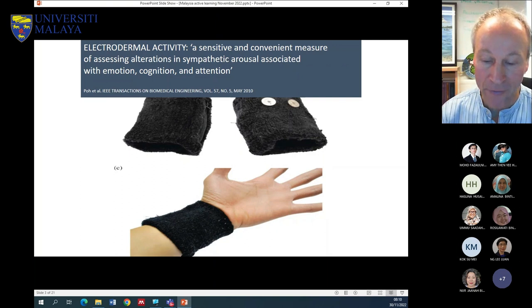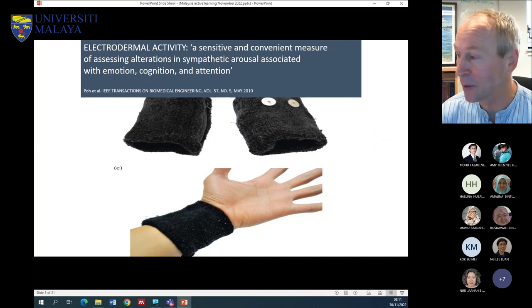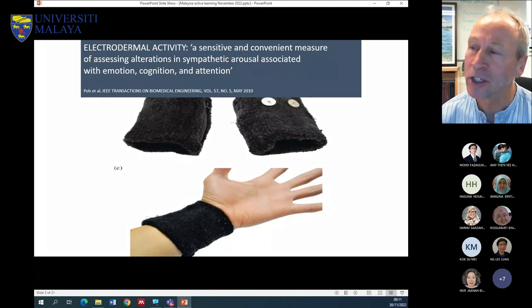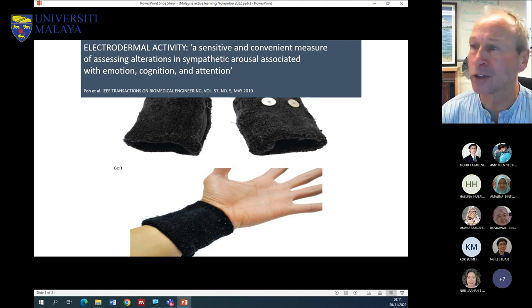Effectively, if you sweat a little bit more, then electrical activity increases in your skin. That's the basis for things like lie detectors. And here's some interesting research drawn from an engineering journal. The focus of this research was to develop these really small sensors. As you can see, they go on a wristband, and people can wear them without interfering with their daily tasks. And they detect very sensitive real-time information on electrodermal activity.